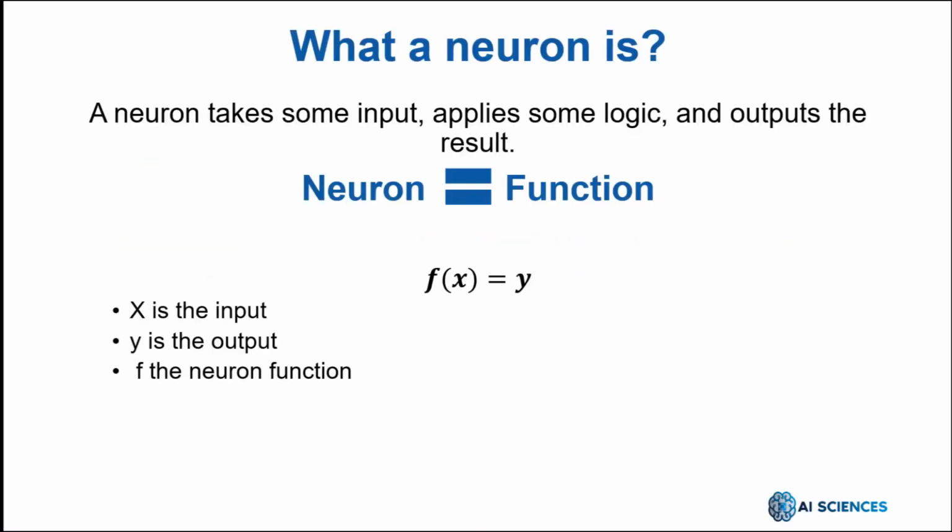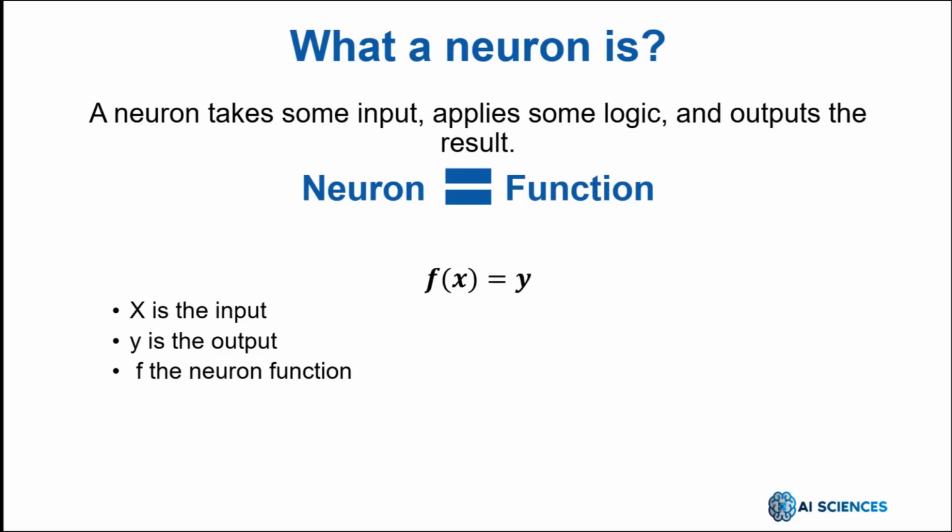First, though, let's see what a neuron is. A neuron in the neural networks field is something that takes some input, applies some logic, and outputs the result. We call it a function. For example, if we have f(x) equals y, x is the input, y is the output, and f is a function.